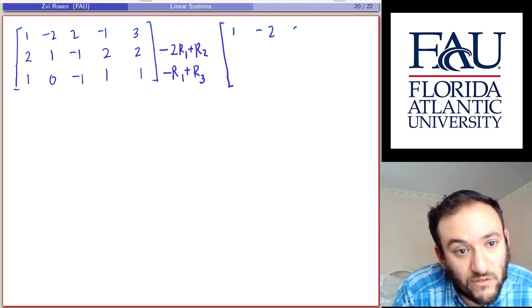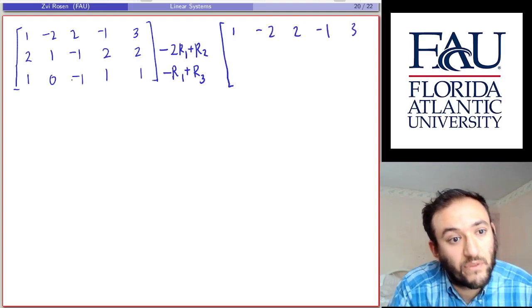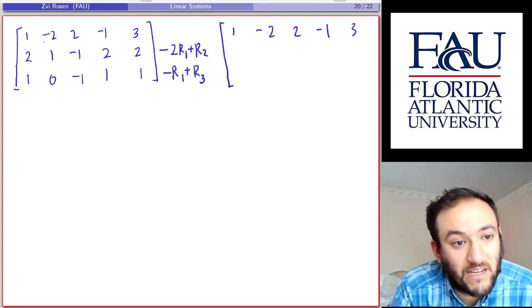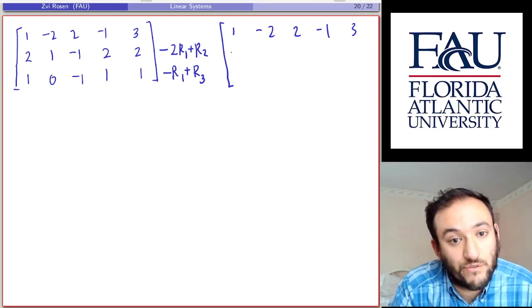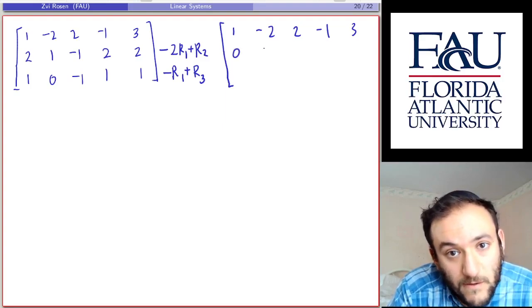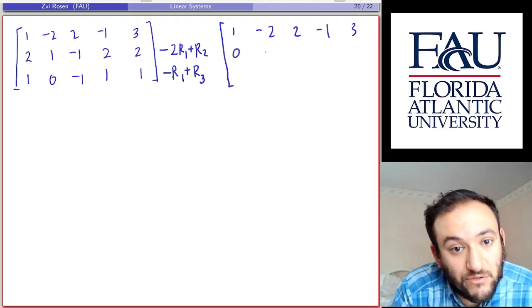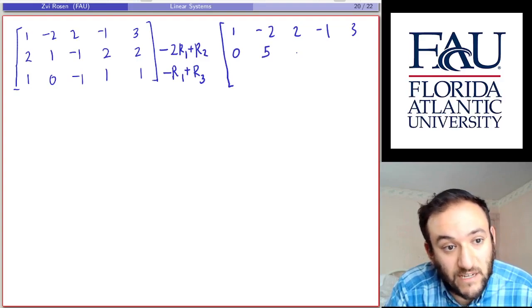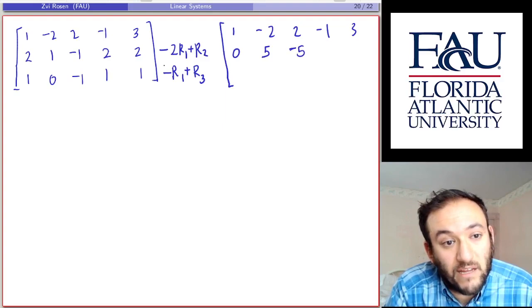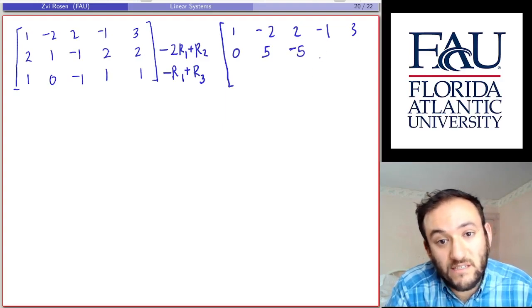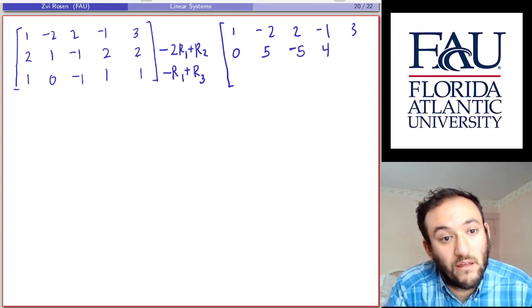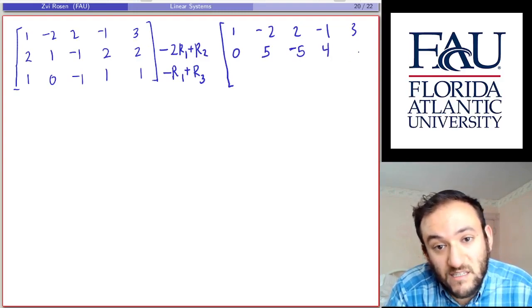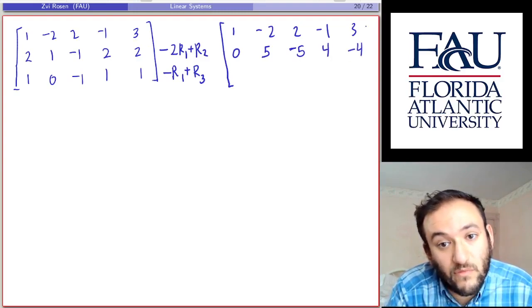So we have 1, minus 2, 2, minus 1, 3. And now adding minus 2 of the first row, we get 0. And minus 2 times minus 2 is 4. So this becomes 5. Minus 2 times 2 is minus 4 again. That's minus 5. Minus 2 times minus 1 is positive 2. That gives me 4. And then minus 2 times 3 is minus 6, plus 4 is minus 4.